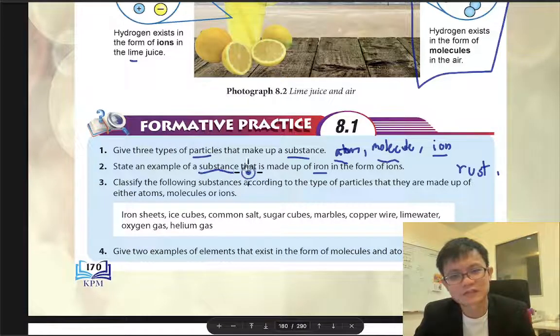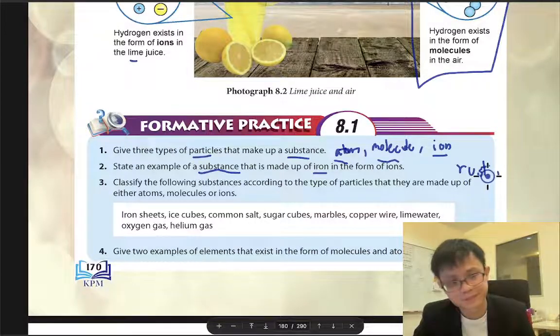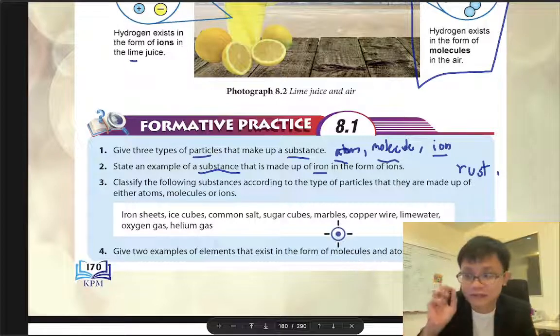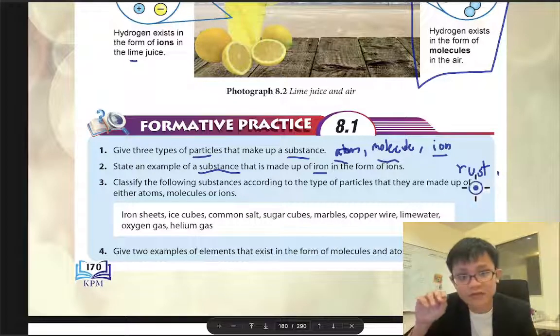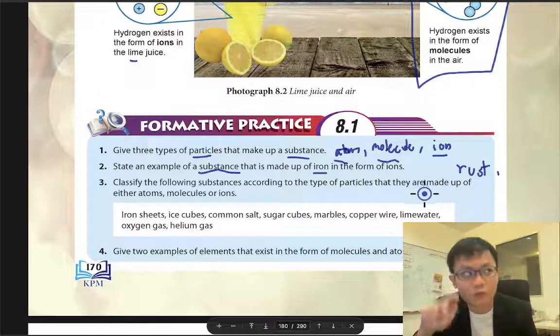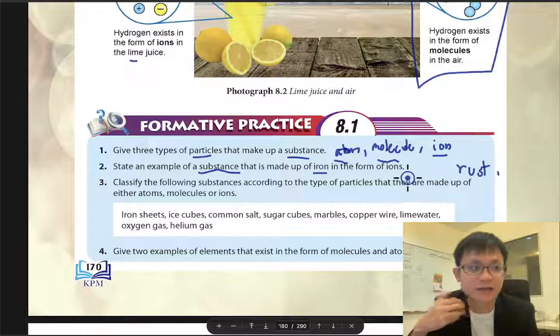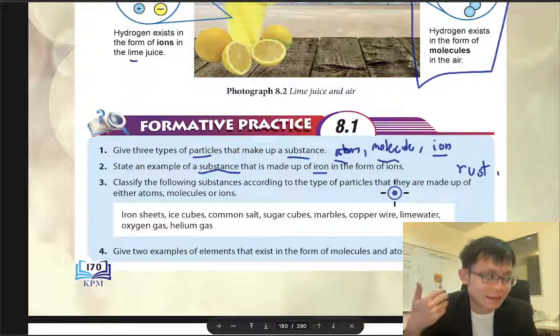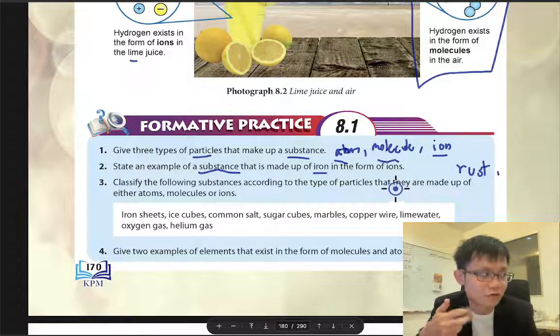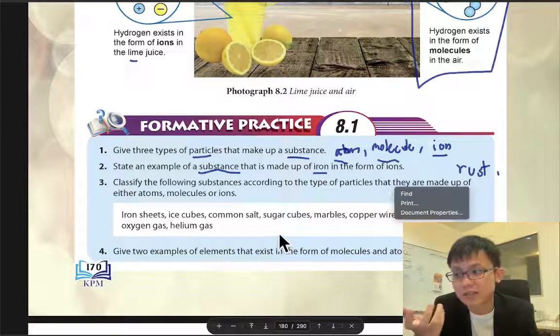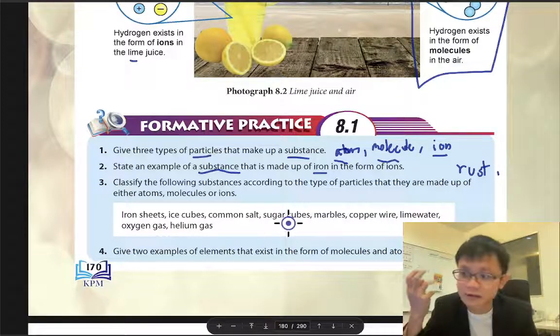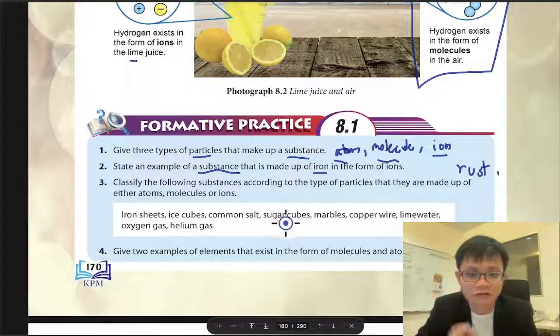State an example of substance. Probably I want to say iron oxide also, but I will get it wrong, because the answer is rust. But rust is iron oxide. Oxygen goes into the metal, so it becomes iron oxide 3. So that's why we need to paint the metal so that oxygen cannot go in, or you put some oil, so oxygen won't go into the metal, it won't rust.